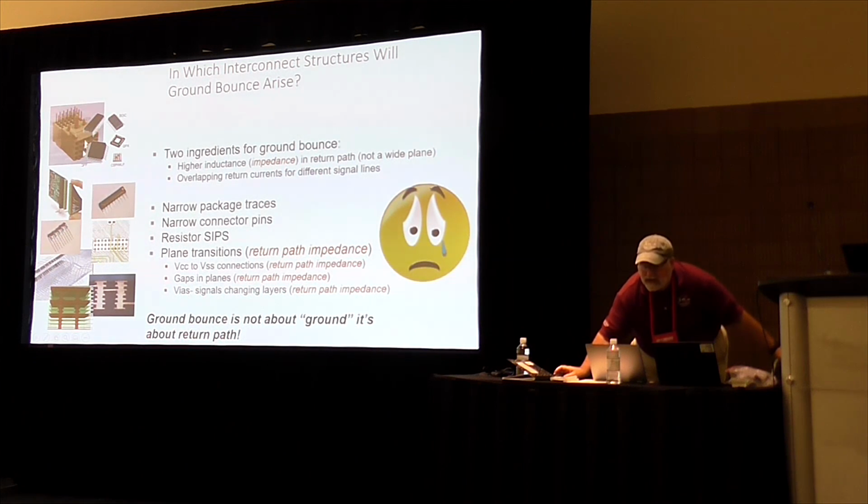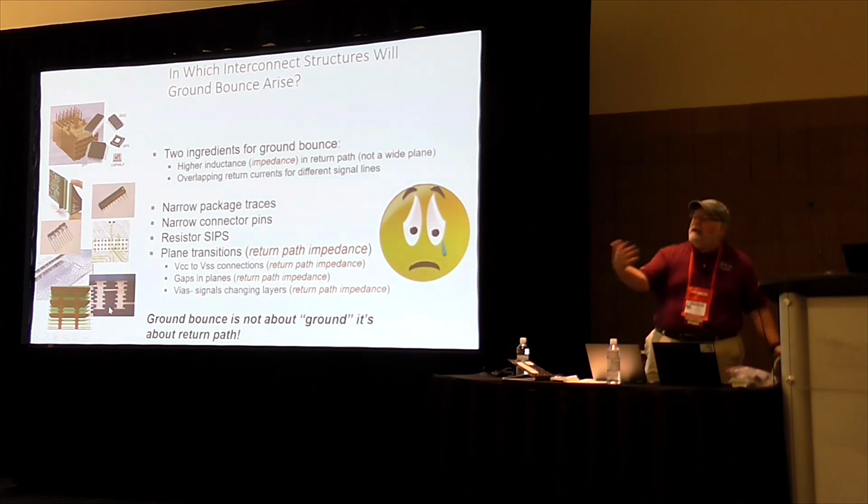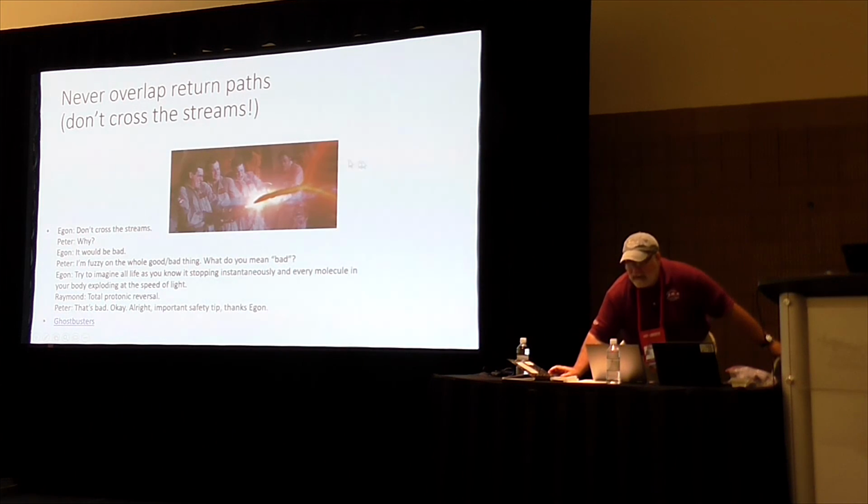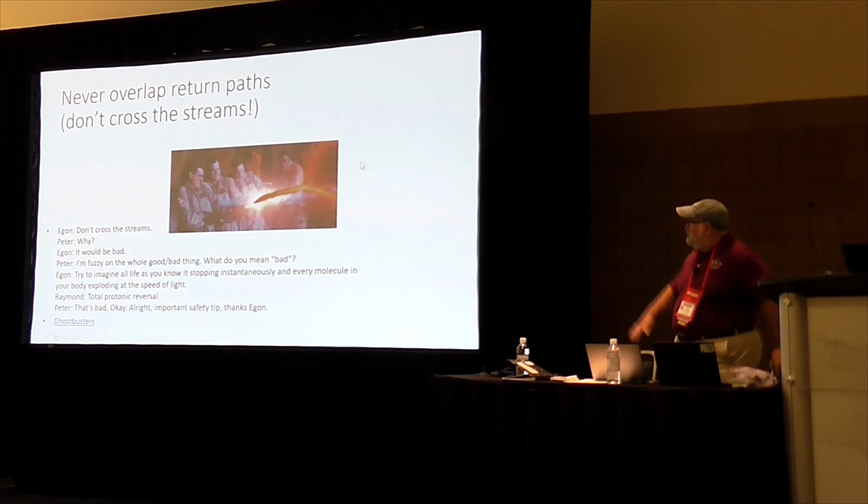Here's some examples in packages and connectors. Anything where you don't have a nice wide plane, if you have an inadvertent gap, if you have via structures, signals going through the vias, the return path has to get from one side to the other through the impedance of the return path. So that's why it's kind of a misnomer. It's not really ground, it's about return path coupling. And so what's the most important takeaway about minimizing ground bounce? I like to follow the old sage from Ghostbusters. It's about not screwing up the return path and not overlapping the return currents.